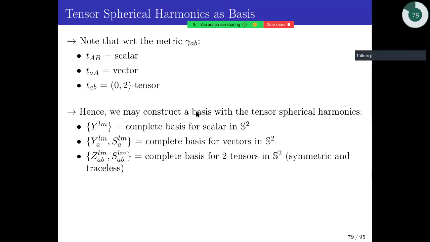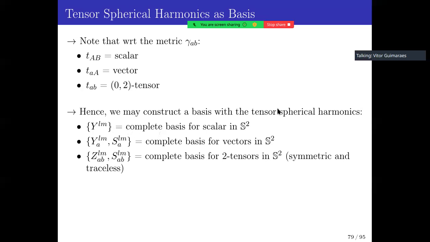So we may construct a basis with the tensor spherical harmonics. One may prove this; it is not a proof that we will do here. To find a proof, I think the book by Ferrari and Gualtieri gives you the reference in which they do this proof, but they don't prove it in the book themselves. So the references that I presented to you don't do this proof, but you can always find the references for the proof in the references section.